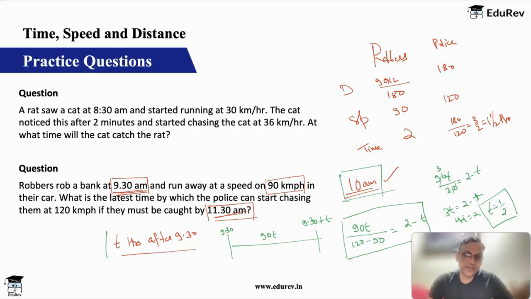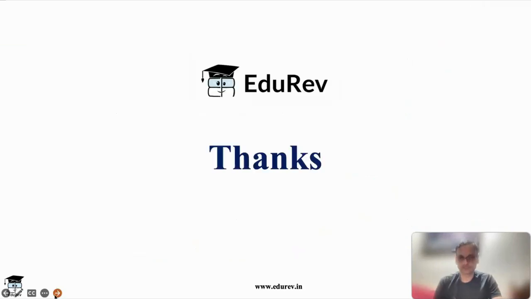But in relative speed, what distance will you take? The distance that you will take is the distance between them before both the bodies come in motion. Very important. Because after that, you don't have to worry about the distance, as your relative speed formula will take care of it automatically. Okay, great. So let's move on.